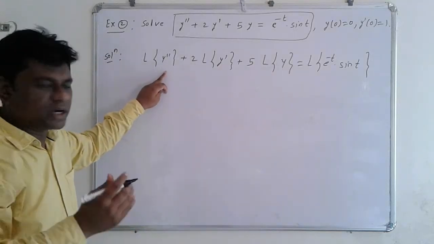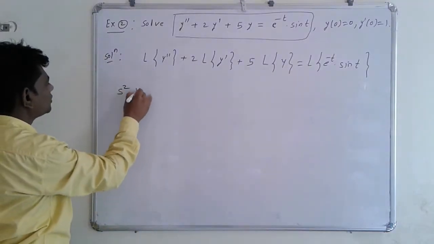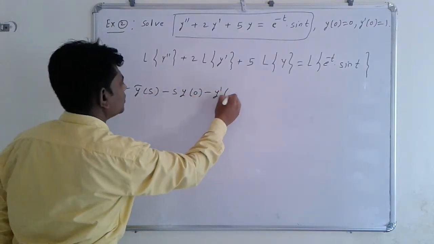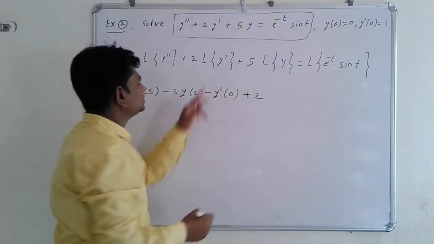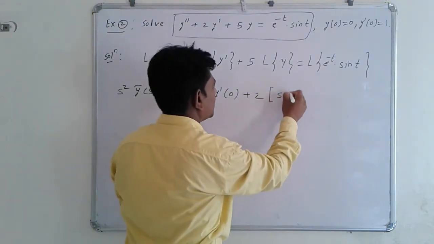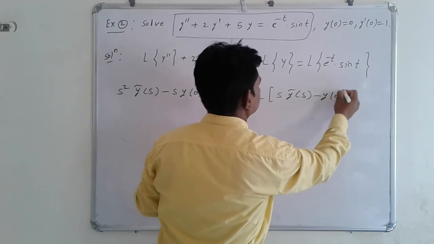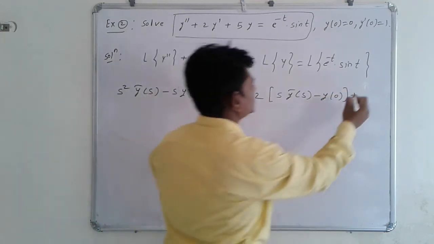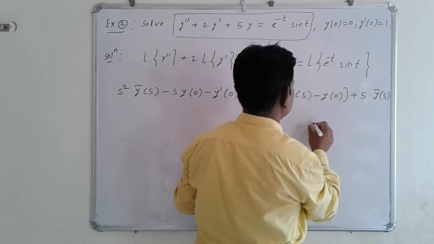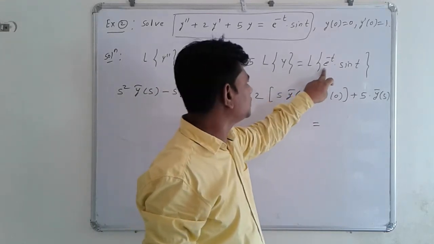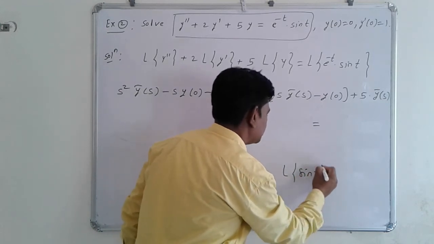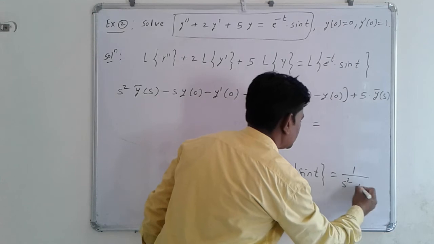Now Laplace transform of y double prime is equal to s square y bar s minus s times y of 0 minus y prime of 0, plus 2 times Laplace transform of y prime. The Laplace transform of y prime, answer is s times y bar s minus y of 0, plus 5 times Laplace transform of y. The Laplace transform of y, answer is y bar s. Now this is equal to Laplace transform of e to the power minus t times sin t. So now Laplace transform of sin t, answer is 1 upon s square plus 1.